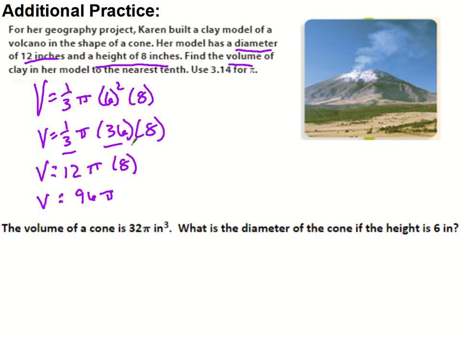So no matter what order I did this in, if you did 36 times 8 and then you divided by 3, you still would have gotten 96 pi. Okay, so I did 36 divided by 3 is 12, but if you waited later to divide by 3, you're still going to end up here. So you're going to get to the same spot.